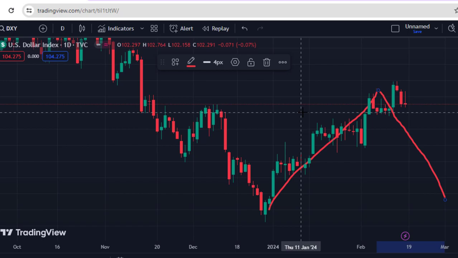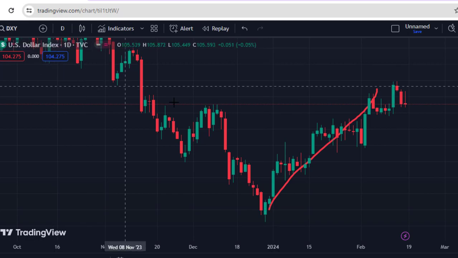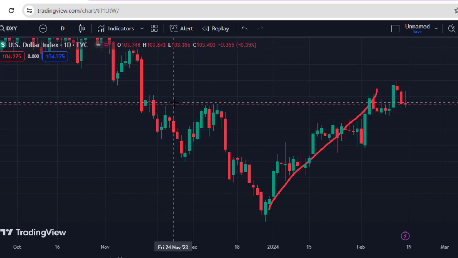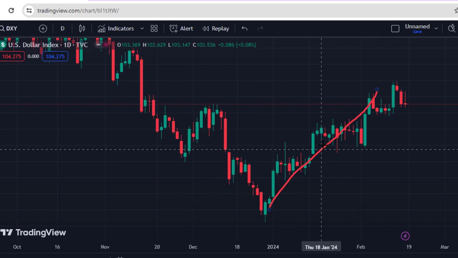That is why it is very important for you to consider the DXY after the end of the trading week so that you can know what the DXY is going to do in the next trading week, so that you use that information to trade other major currency pairs like the EUR/USD, GBP/USD, AUD/USD, and the USD/JPY, and many more. So this is very, very important.